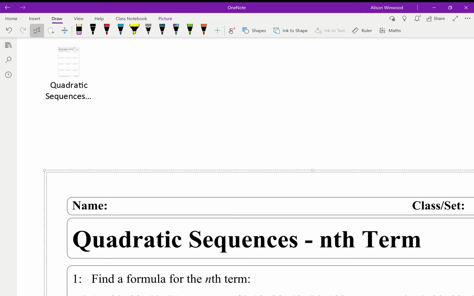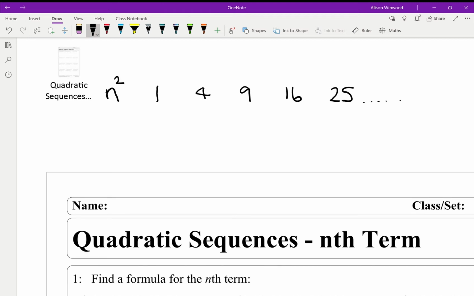Now, all quadratic sequences are related to the square numbers. Square numbers are 1, 4, 9, 16, 25, etc. So when we're trying to find the nth term, it will have somewhere in its formula n squared, which are these square numbers. So it's very important that we know the square numbers, because we're going to be constantly comparing the sequence we've got to those square numbers.